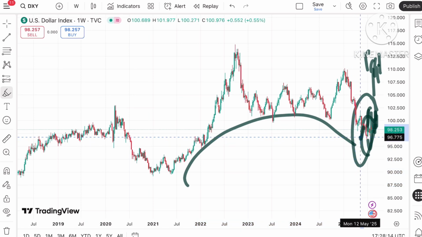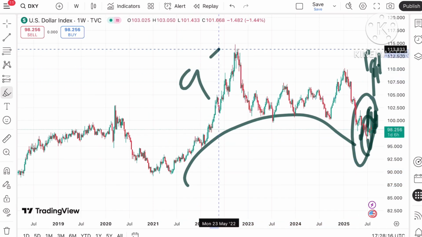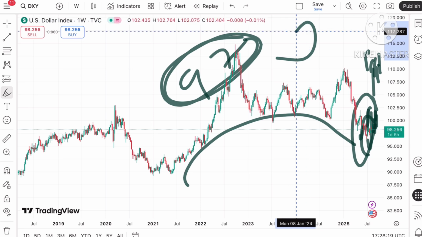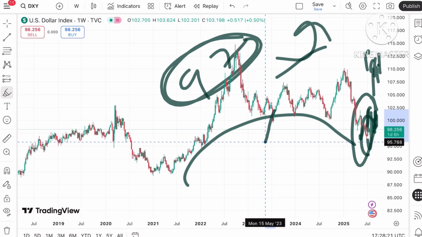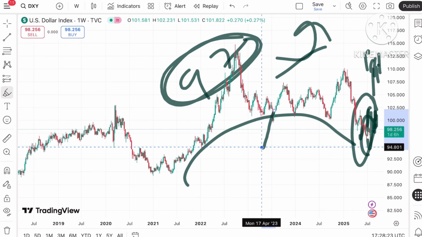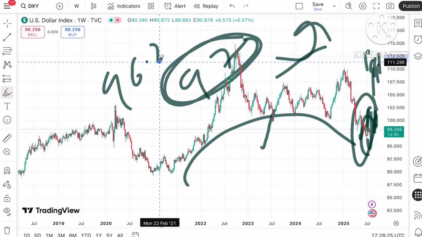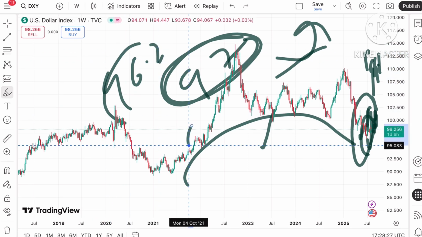But if you look at this pattern, a further downfall can be seen if it keeps moving below a level of around 97. 97 is a strong support, so we can see a bounce back can come, or if it starts falling below this level, it can move towards 96.3, and then a further downfall can be there.